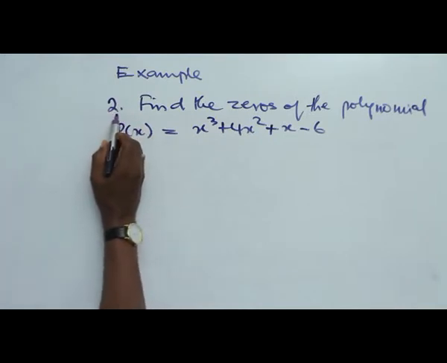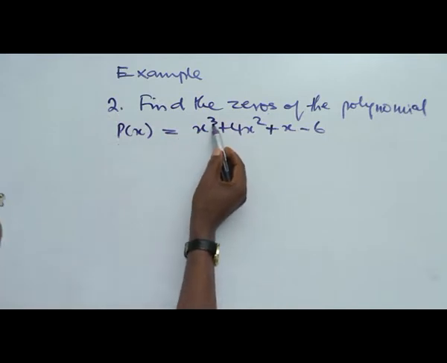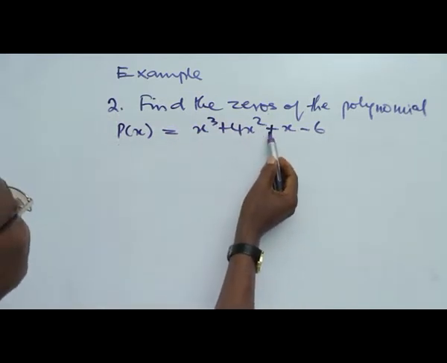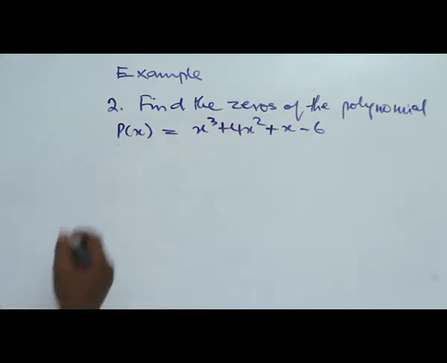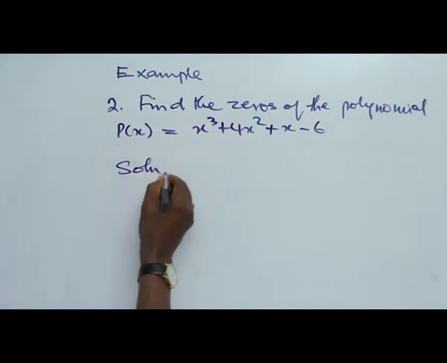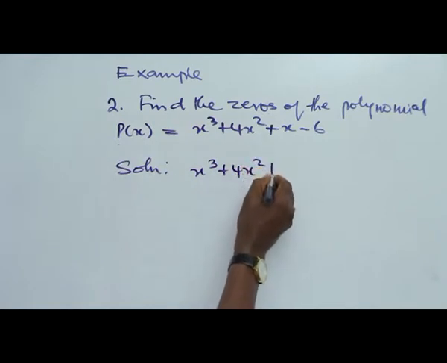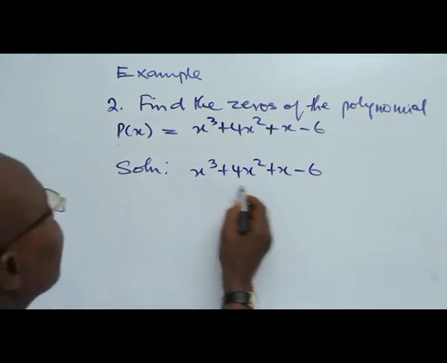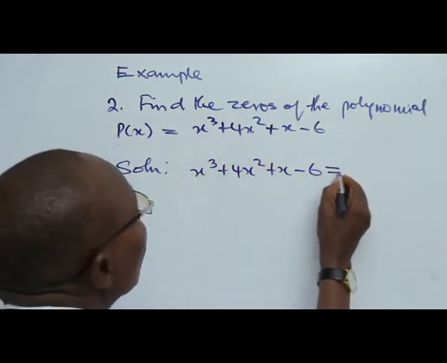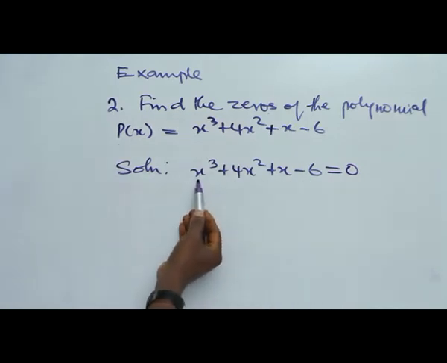Example number 2. Find the zeros of the polynomial P(s) equal to s cubed plus 4s squared plus s minus 6. Now, our solution. We have s cubed plus 4s squared plus s minus 6. What are the values of s that will make this expression equal to 0? In other words, we are solving the equation to get the values or the roots of s.